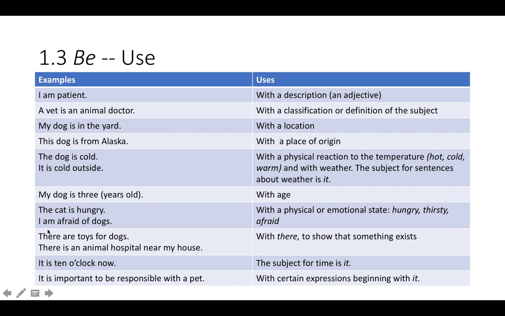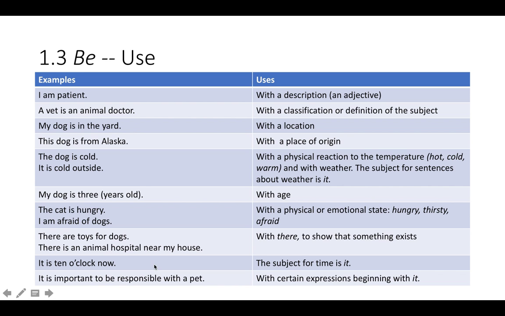And then with these expressions, there are and there is, this is a way we express that something exists. We say that something exists. Toys for dogs exist. There are toys for dogs. An animal hospital exists. It's near my house. There is an animal hospital near my house. And then I follow it with a form of the verb to be. This is plural, and this is singular.